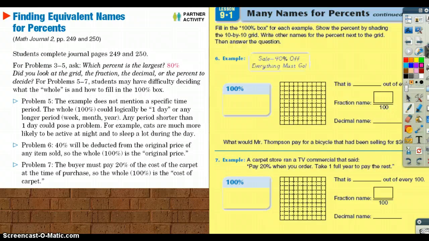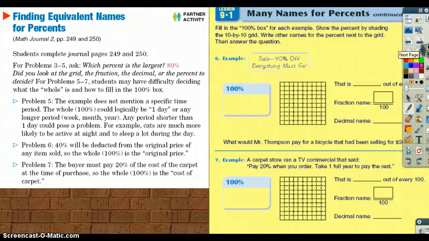Go to Math Journal pages 249 and 250. Which percent is the largest? 80%. Did you look at the grid, the fraction, the decimal, or the percent to decide? For problems 5 through 7, you may have trouble deciding what the whole is and how to fill in the hundreds box. So look at problem number 5.